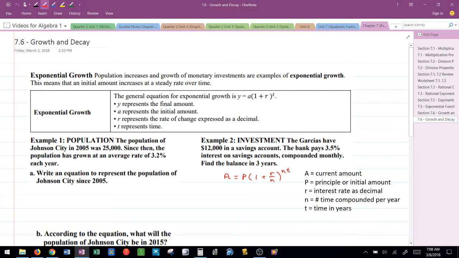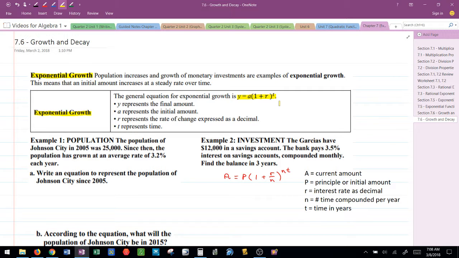All right, lesson 7.6, or section 7.6 specifically, is going to talk about exponential growth and exponential decay. Now, we have a general equation for this thing called exponential growth. That's when that curve is trending upward, all right? So we have this equation that says y is equal to a times (1 plus r) to the t.